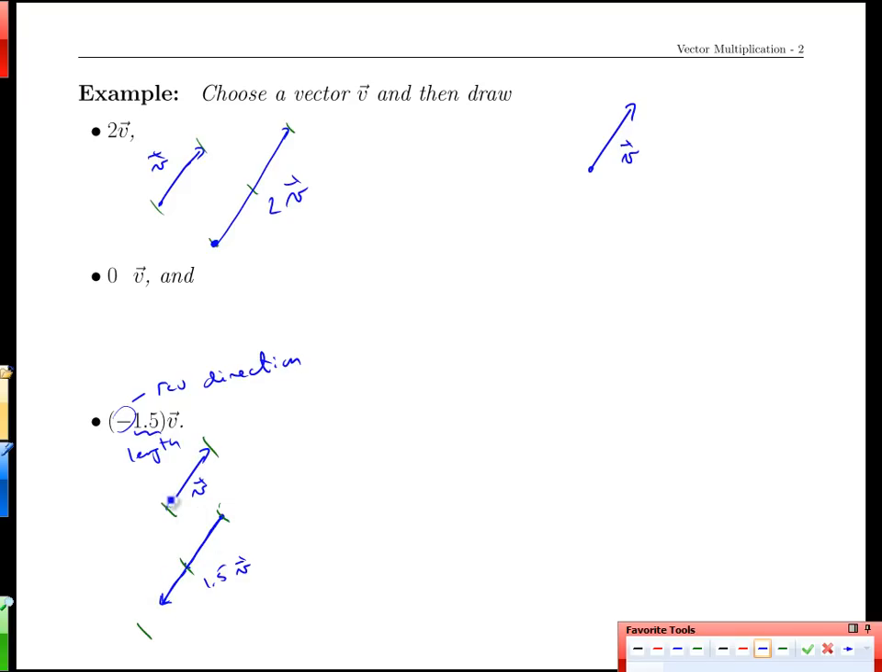So half again is long and pointed in the opposite direction. Last but not least, if we have the vector v again, and we multiply it by 0, which is obviously a special scalar, we're going to get the 0 vector. And that's that special vector that has no direction specified, and it doesn't need a direction because its length is 0. So it's that one vector out of all the vectors where the direction is not really defined.